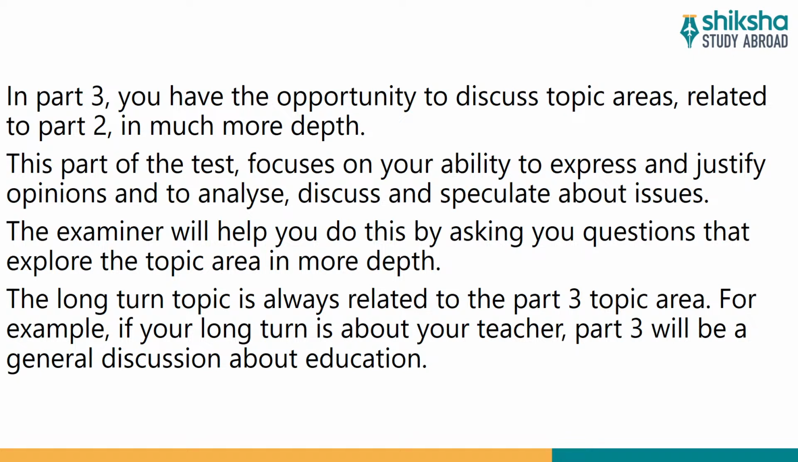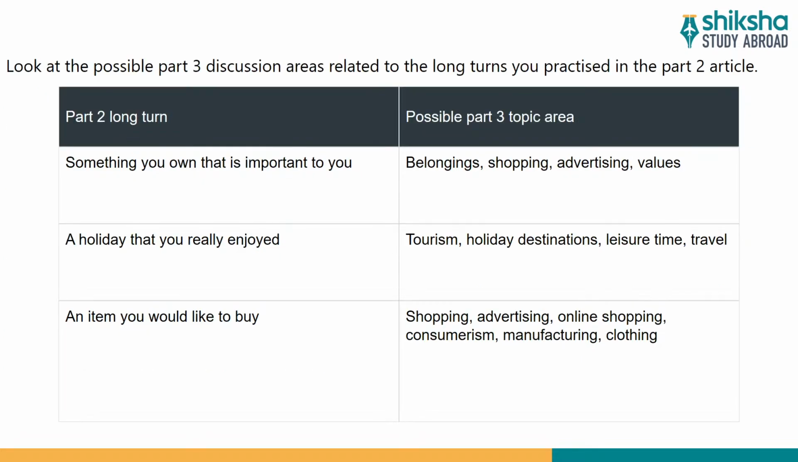So, guys, this part of the test focuses on your ability to express and justify opinions and to analyze, discuss, and speculate about issues. The examiner will help you to do this by asking you questions that explore the topic area in more depth. So the long term topic is always related to the part 3 topic area. For example, if your long term topic is about your teacher, then the third part can be a general discussion about education. So this is how the actual bifurcation is done.